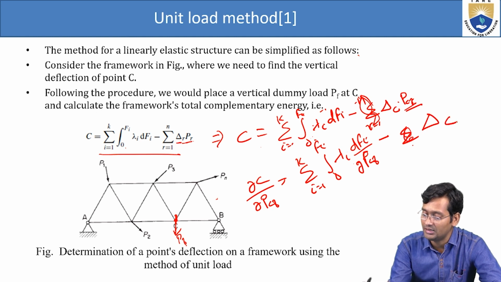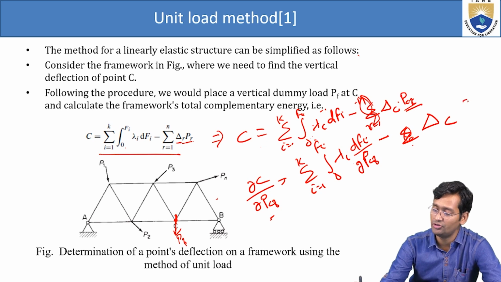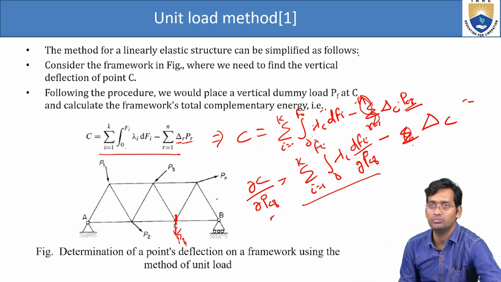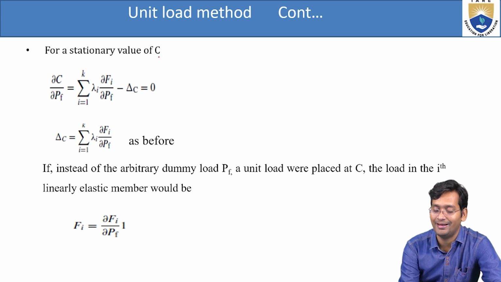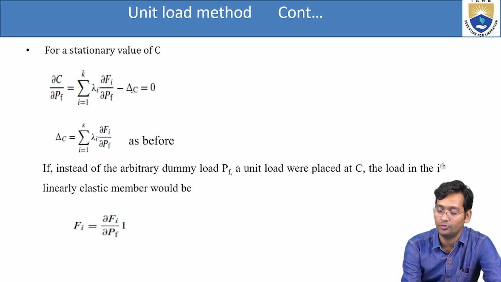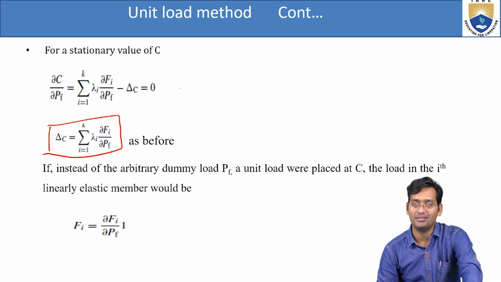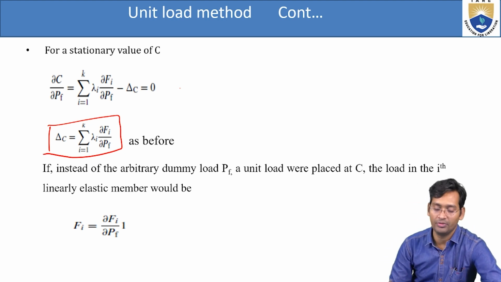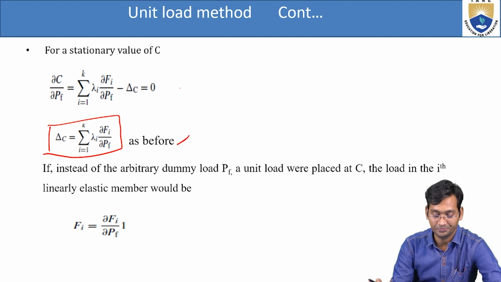So simply delta C. Now make delta C equal to 0. This whole thing equals 0. So for a stationary value of C, delta C by delta PF equals this, so this equals 0. Now delta C will be equal to the sum, I equals 1 to K, of lambda I into del Fi by del PF, as before. This also we got.